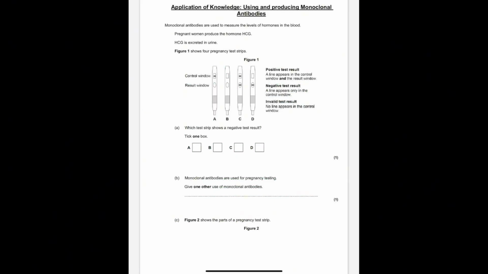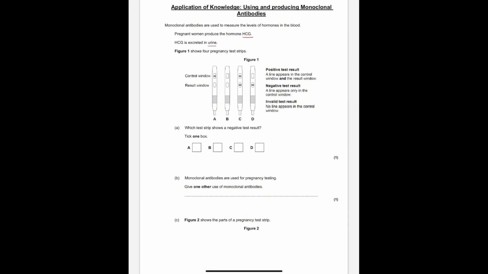Okay, so I'm going to go through monoclonal antibodies. This is an application of knowledge question, which is using and producing monoclonal antibodies. Now, monoclonal antibodies are used to measure the levels of hormones in the blood. Pregnant women produce the hormone HCG. So I'm going to underline that information over here. HCG is excreted in the urine of a pregnant woman.